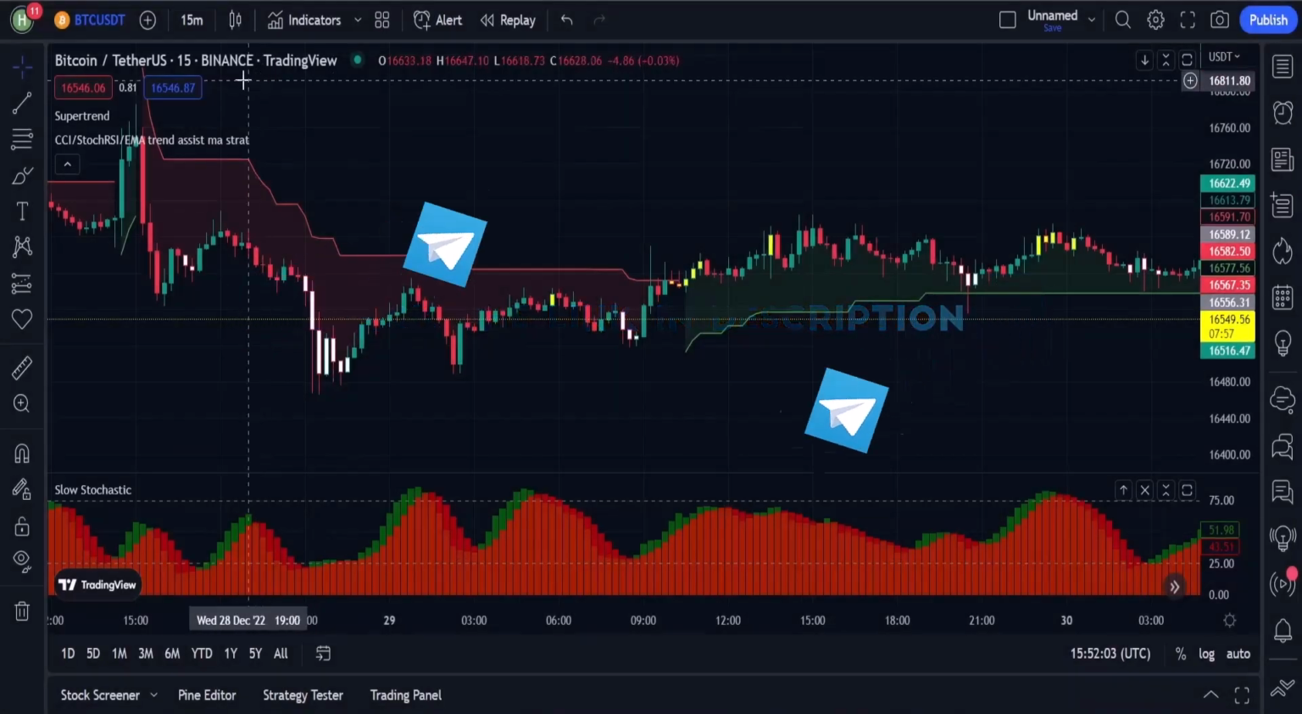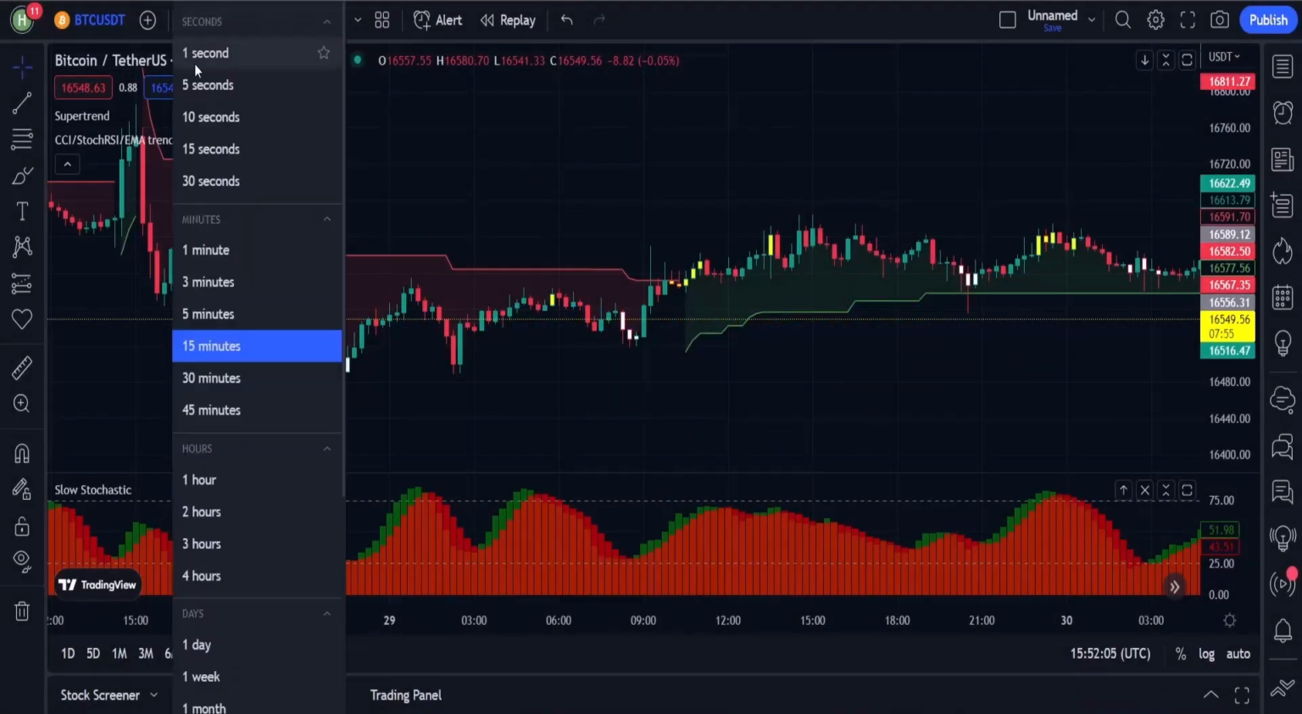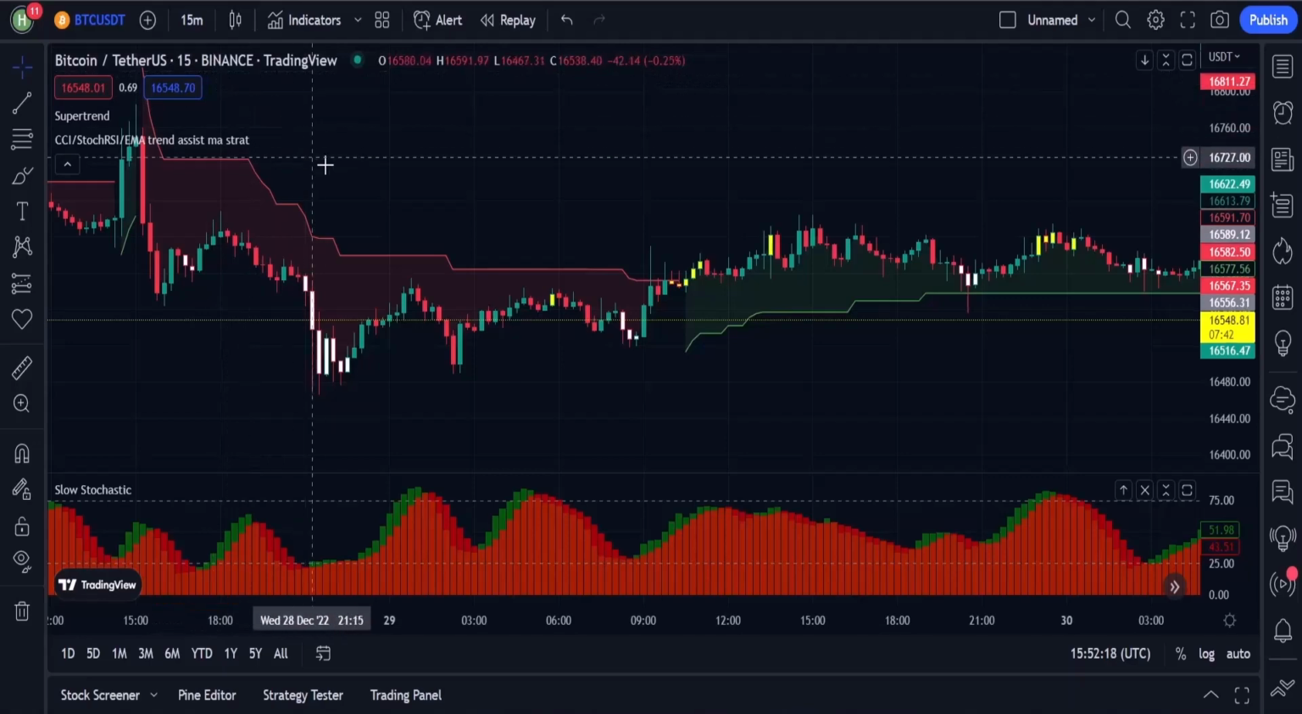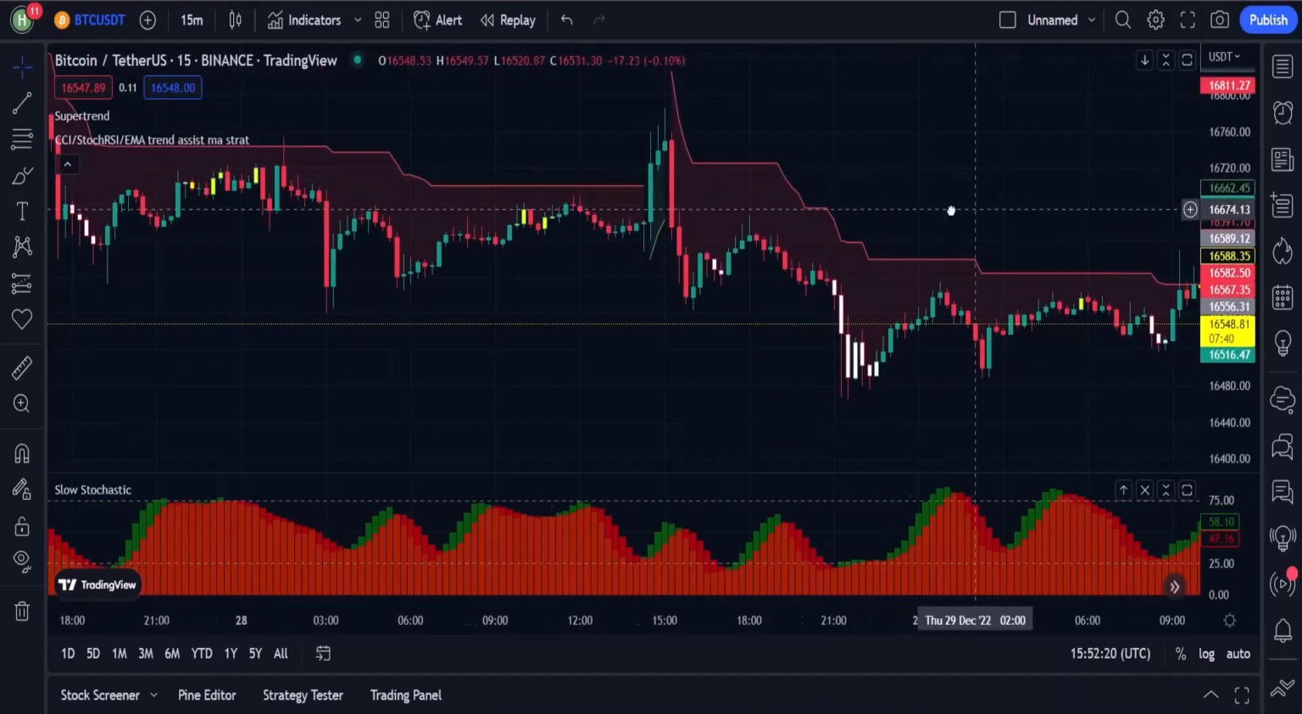So this strategy works well on many time frames such as 15 minutes, 1 hour, and even 5 minutes with high accuracy, but to be neutral let's pick the middle one, which is the 15 minutes frame. I'm going to be explaining the strategy on a Bitcoin chart, and this is what your chart is going to look like when you're done setting it up.